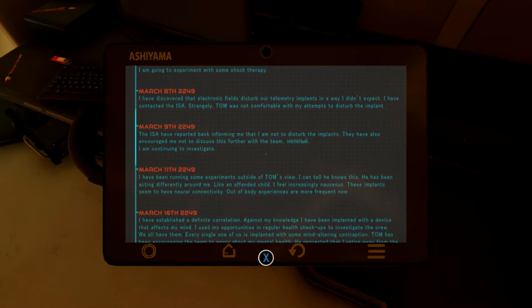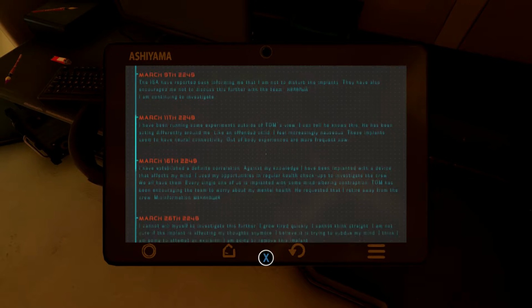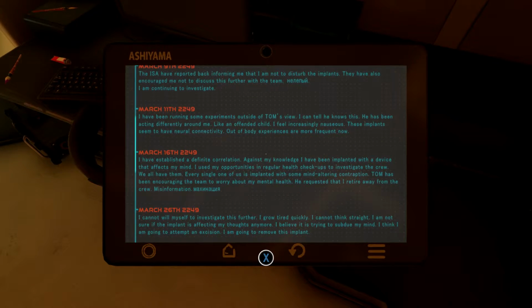Nowadays they're on completely different wavebands that's predetermined. I've discovered that the electronic fields disturb our telemetry implants in a way that I didn't expect. I've contacted the ISA. Strangely, Tom is not comfortable with my attempts to disturb the implant. The ISA have reported back informing me that I am not to disturb the implants. They have also encouraged me not to discuss it further with the team. Russian, which I don't understand. I am continuing to investigate.